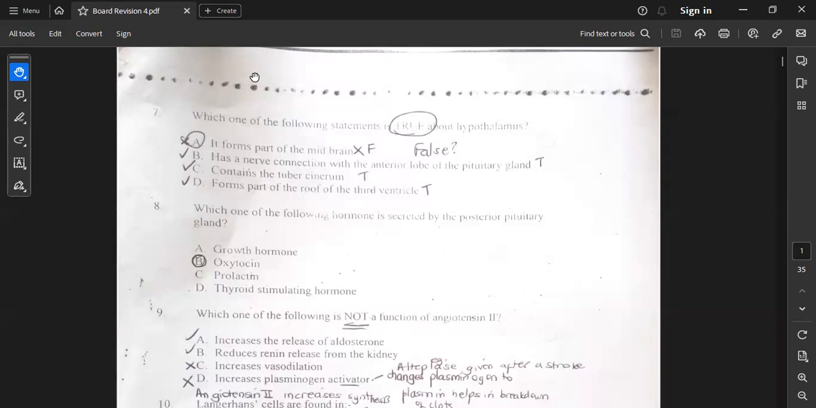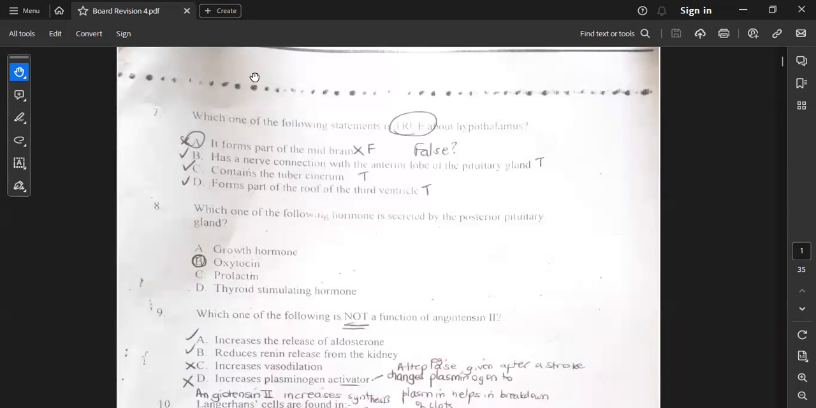But is it a nerve connection to the anterior pituitary gland? Because when we were discussing, we said there's that capillary connection. The nerve connection is with the posterior pituitary gland. I stand corrected, but I think B is false based on that.